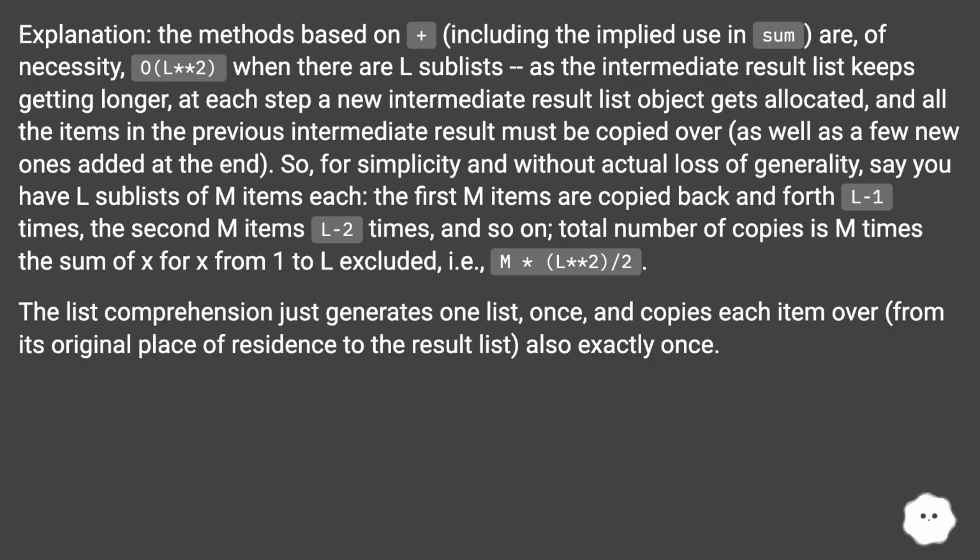So, for simplicity and without actual loss of generality, say you have L sublists of M items each. The first M items are copied back and forth L-1 times, the second M items L-2 times, and so on. Total number of copies is M times the sum of x for x from 1 to L excluded, i.e. M * L**2/2. The list comprehension just generates one list once and copies each item over, from its original place of residence to the result list, also exactly once.